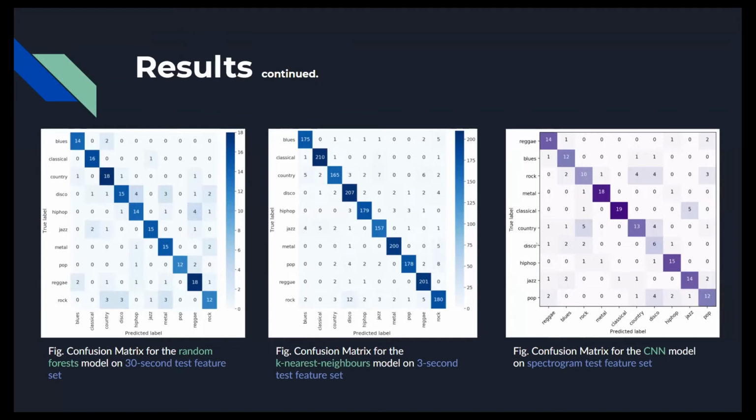And what was the reason, among those, disco and rock, why was the accuracy low? It may be due to their very similar structure in the spectrogram images that were produced from them, and also just similar features. They had similar feature sets.